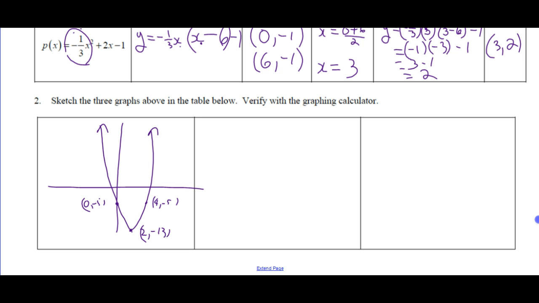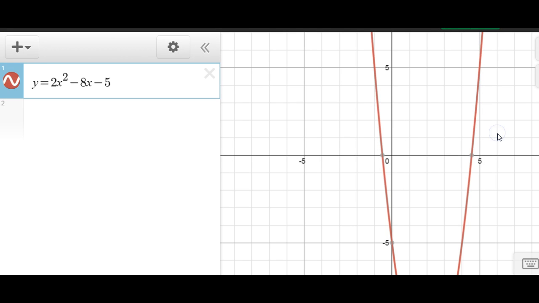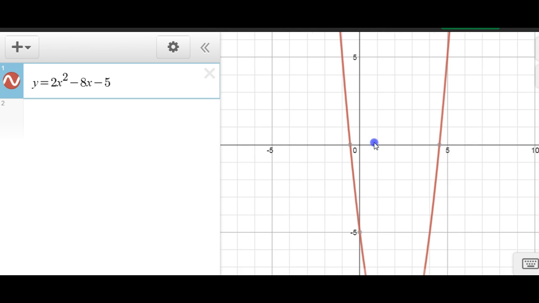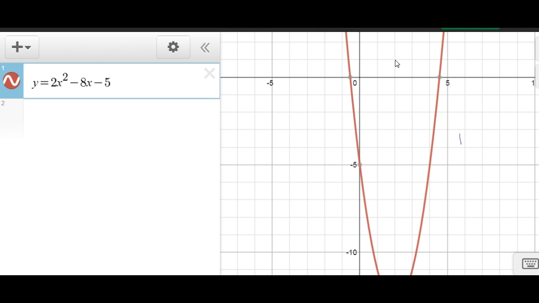And it opens up. I'll leave it to you to graph it on your own. If you want to verify it on your calculator, we're almost done anyways. Okay, let's move that up a bit.